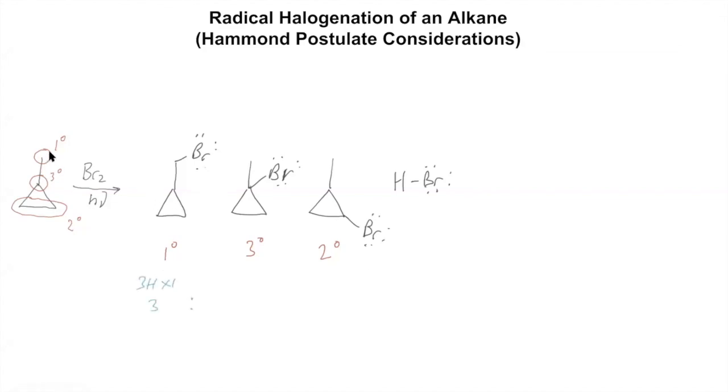For the primary, there's 3 hydrogens and reactivity of 1, so that's a 3 ratio. Tertiary, there's only 1 hydrogen to react at the tertiary position, but it reacts 1700 times faster than primary. Secondary, there's the most hydrogens, 4, but they just react 80 times faster than primary. So the ratio is going to be mostly tertiary, then a lot of secondary and very little primary. Okay, major, minor, most minor.